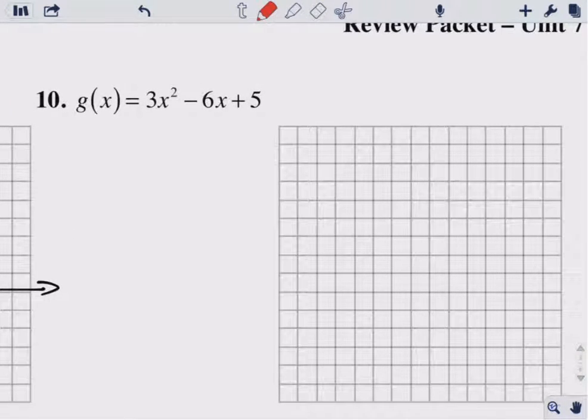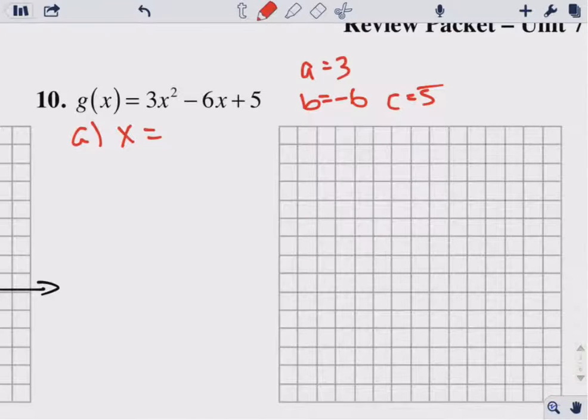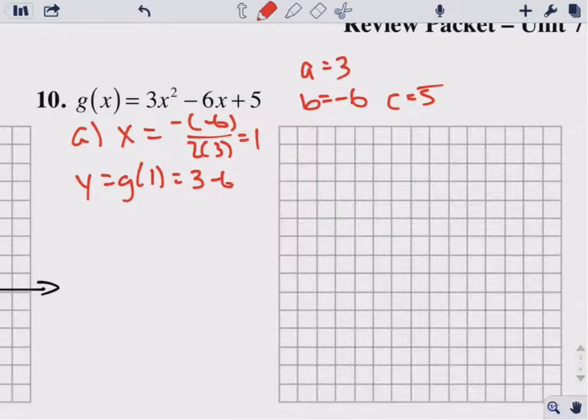Okay, same idea. It's ax squared plus bx plus c, so a is equal to 3, b is equal to negative 6, c is equal to 5. So I come over here and I find the vertex, a. The x-coordinate of the vertex is negative b over 2a, so it's negative negative 6 over 2 times 3, so that's 6 over 6, which is 1. Y is equal to g of 1, which is equal to 3 minus 6 plus 5. 8 minus 6 is 2, so my vertex is 1, 2.